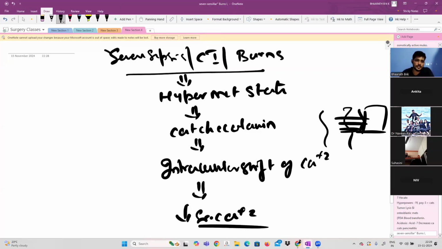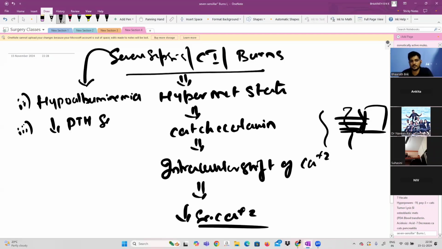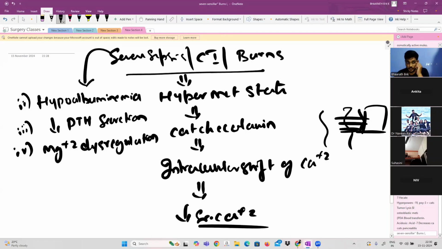Along with that, if you remember, sepsis is the state where there is hypoalbuminemia. Now, this hypoalbuminemia can also lead to reduction in serum calcium. This is the second reason. And the third reason would be there is reduced PTH secretion in sepsis, and there is magnesium dysregulation. So these are the primary causes for reduction in the calcium level: hypoalbuminemia, reduced PTH secretion, magnesium dysregulation, and reduction in the catecholamine synthesis. So all these are the things which will reduce the serum calcium levels in a state of sepsis.